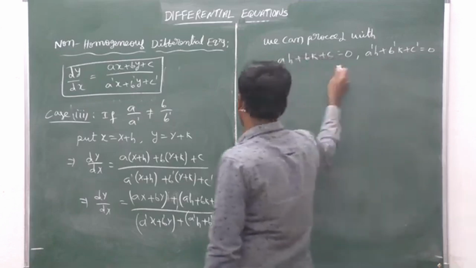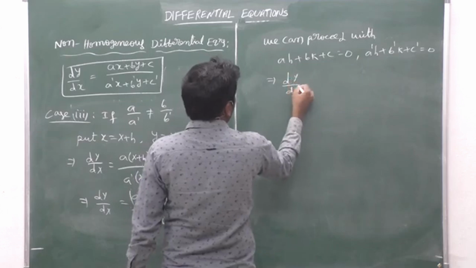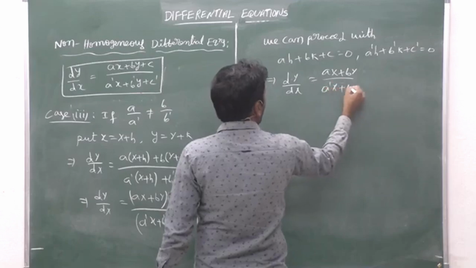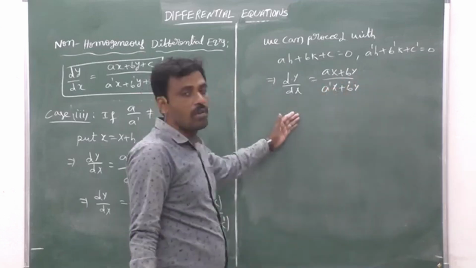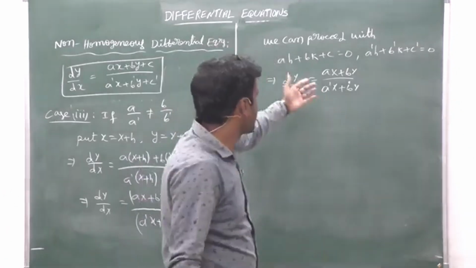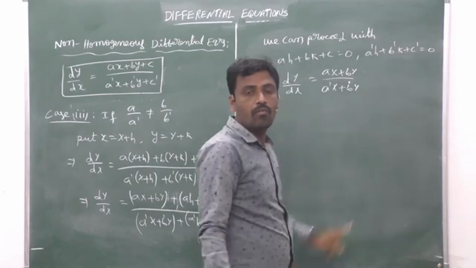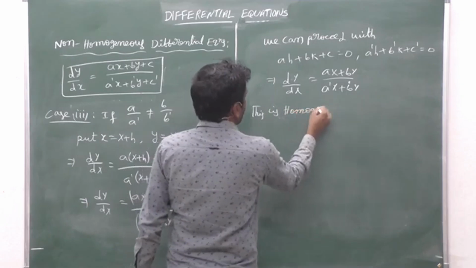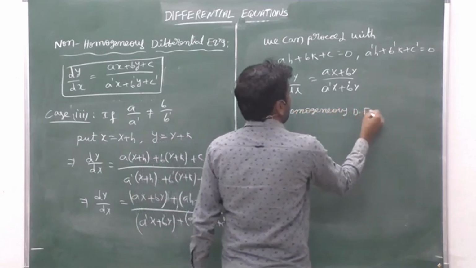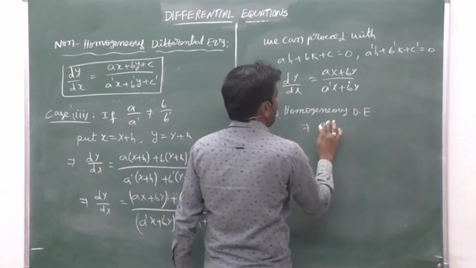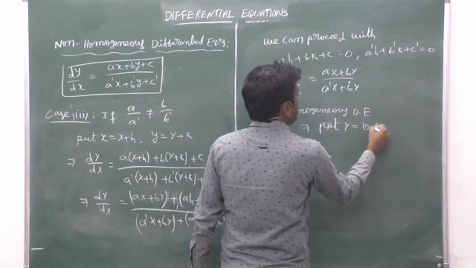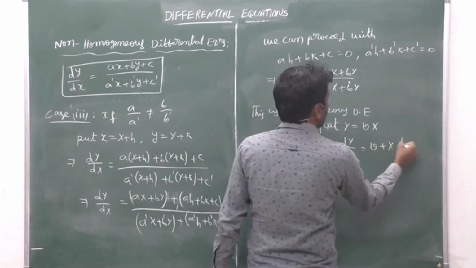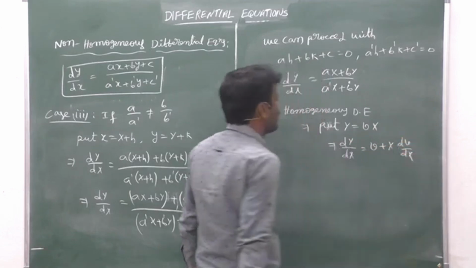If these two are equal to 0, then dy by dx equal to ax plus by by a dash x plus b dash y. From this onwards, this is a homogeneous differential equation. Homogeneous, x power 1, y power 1, x power 1, y power 1. This is a homogeneous differential equation. That implies, put y equal to vx, that implies dy by dx equal to v plus x into dv by dx.